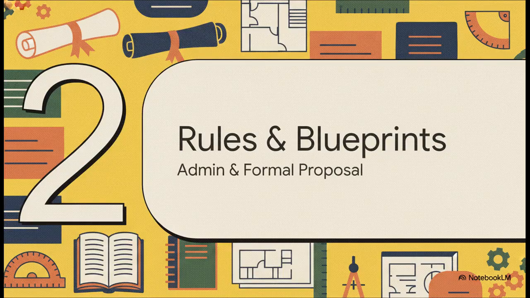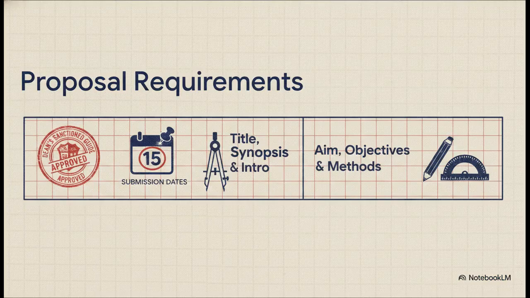Moving on to phase 2, rules, guides, and blueprints. This is all about navigating the admin side and getting your formal proposal ready. An incredible idea just won't survive if it doesn't meet strict departmental realities. So first, you gotta clear some initial red tape. You absolutely must secure an approved project guide officially sanctioned by the dean. You also need to aggressively track submission dates. For instance, round 1 project proposals can be due as early as August 10th or sometimes late September.